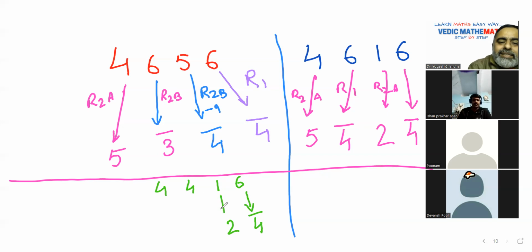Now, what is this? I have applied R2A. So my rule says after R2A, I have to go back to rule number 1. Can you apply rule number 1 to 4? No. So what will happen? As it is, again move. Can you apply R1 again? No. Now see the difference.